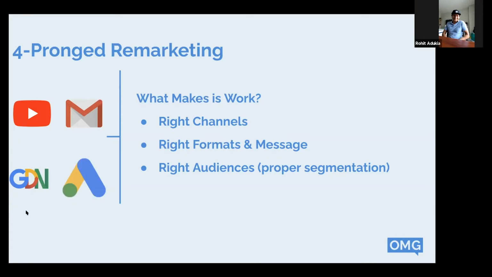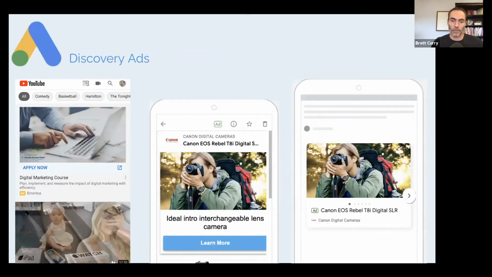Indeed. And so what's going to make for a successful remarketing campaign? Right channels, right formats and right message, and right audience with proper segmentation. So let's kind of break this down. So the right channels. This is where the 4 prongs come into play.